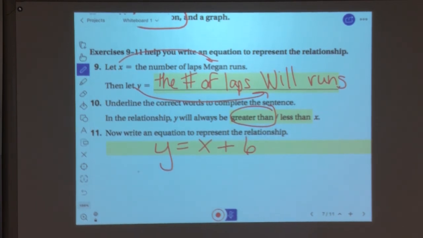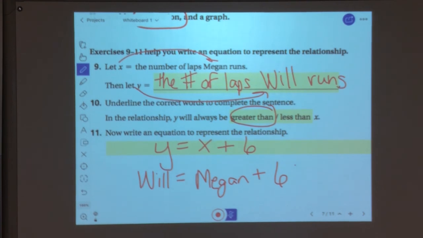So what this really looks like is Will's laps equals Megan's laps plus those previous 6 laps. So there's an equation representing that relationship. The easiest way to come up with the equations is always think about which one's greater, or else your total, and you set that as your equals to.